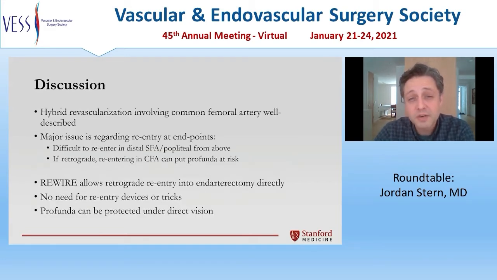Hybrid revascularization involving the common femoral artery is well described, but it involves major issues regarding reentry. When reentry is desired in the distal SFA and popliteal, it can be difficult to reenter from the subintimal plane, and when the dissection plane is extended distally, this may actually compromise distal bypass targets. When retrograde access is performed, crossing the lesion is often much easier, but dissecting the common femoral can put the profunda femoris at risk and can extend the disease far too proximally.